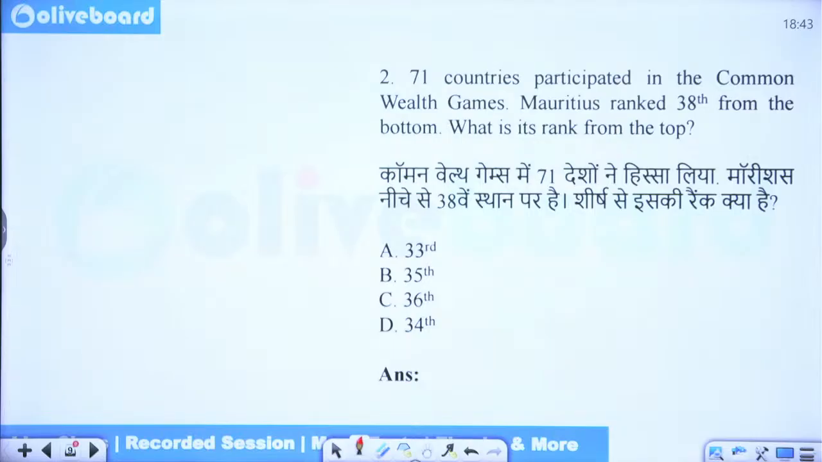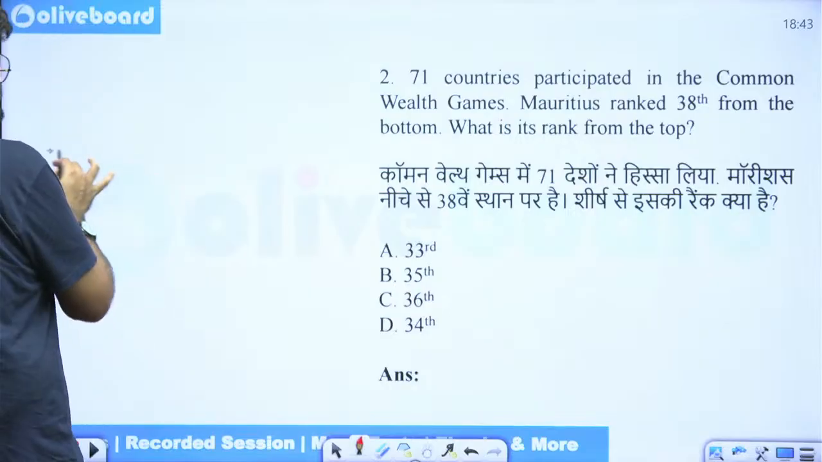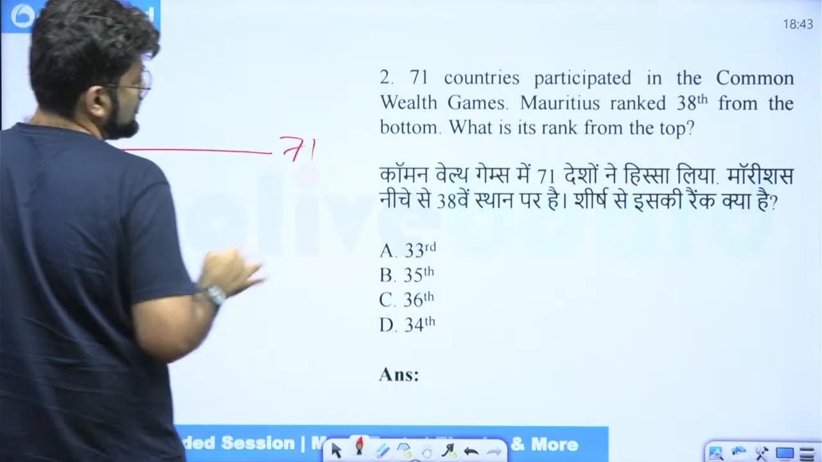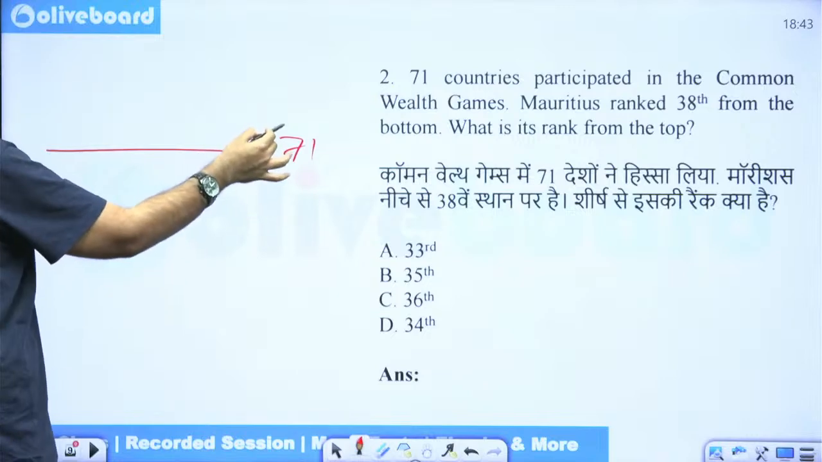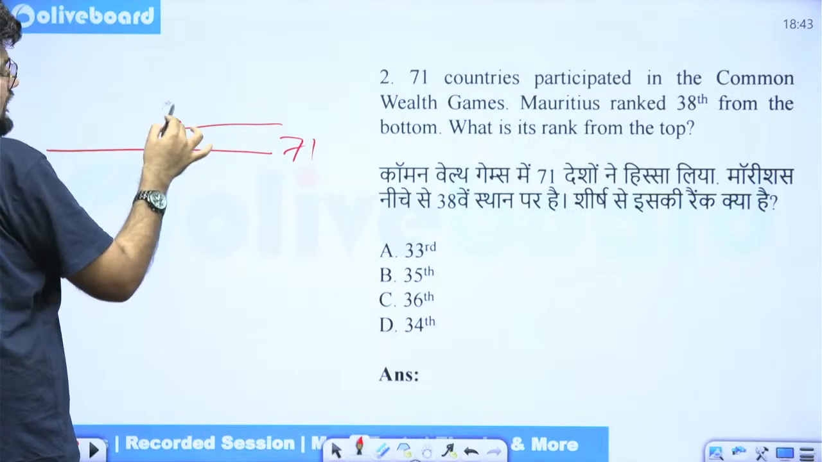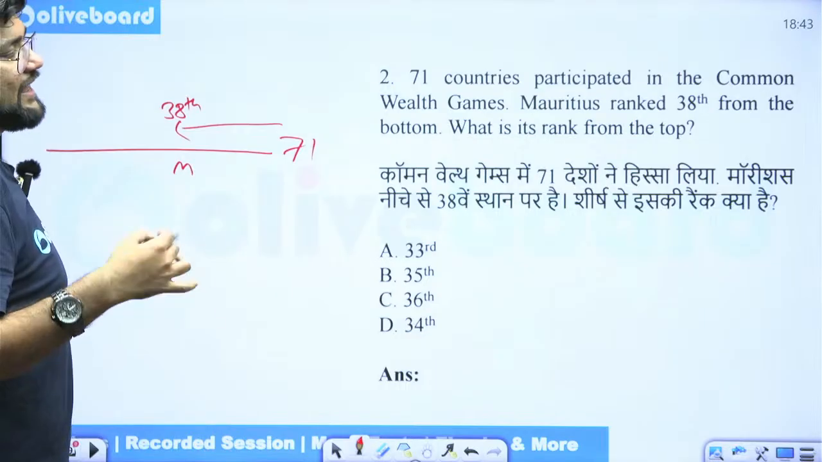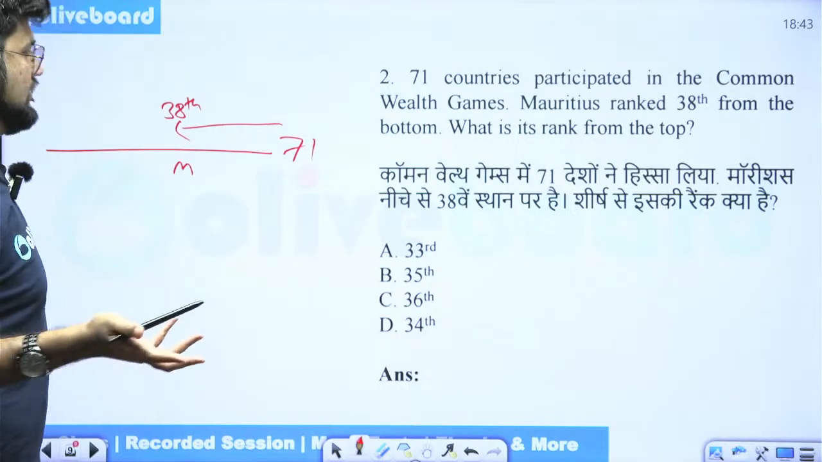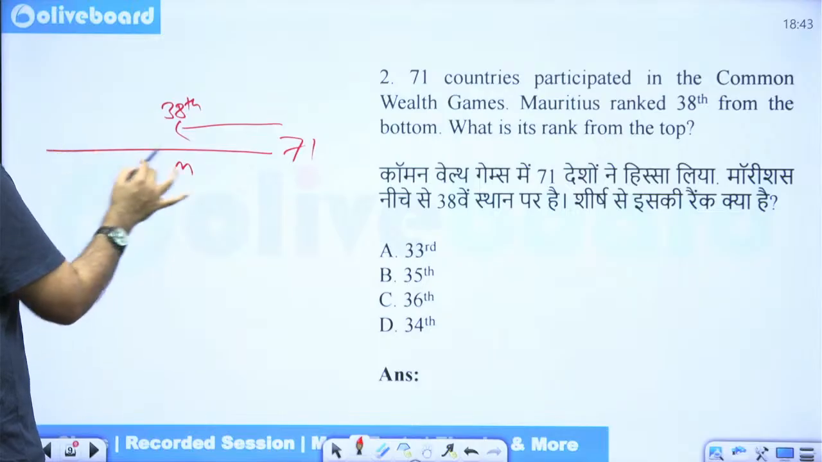Awesome. Very simple question. So 71 countries participated in the Commonwealth Games. So we know the total now. And Mauritius ranked 38 from the bottom. They are asking us what is the rank from the top. So what is happening here is we need to find this rank.